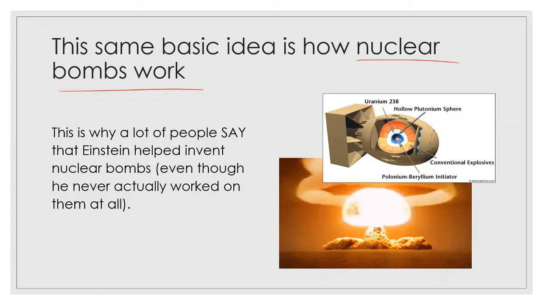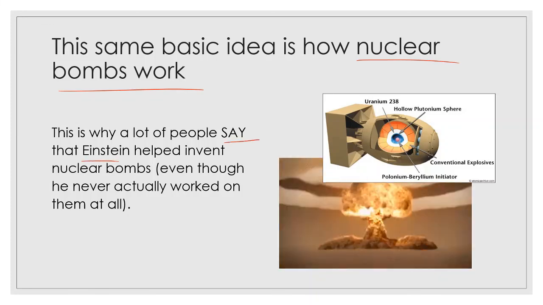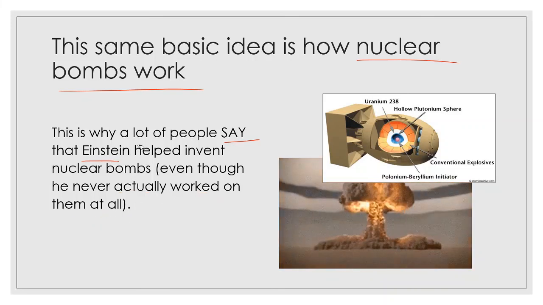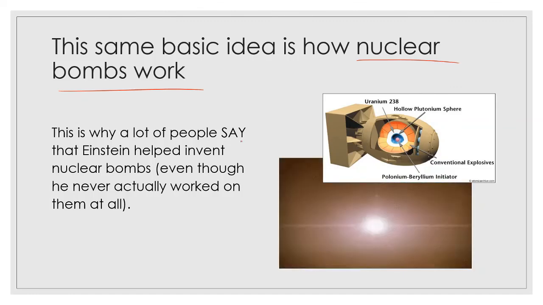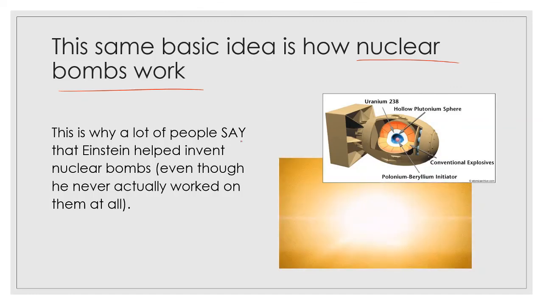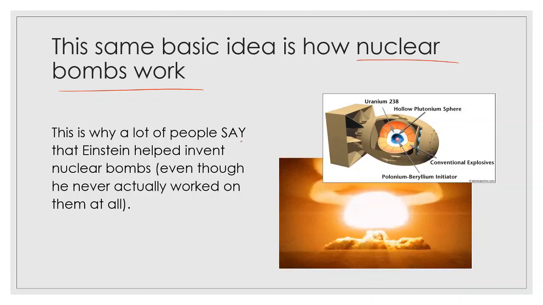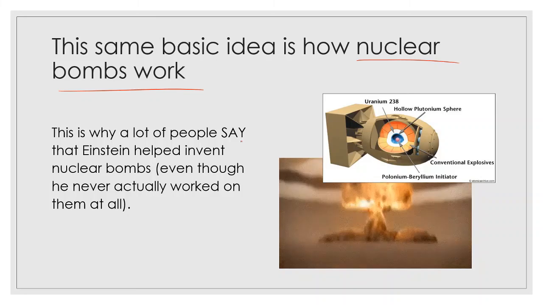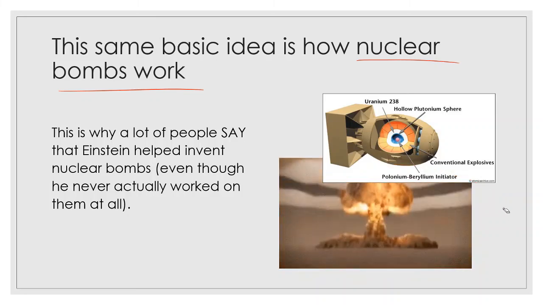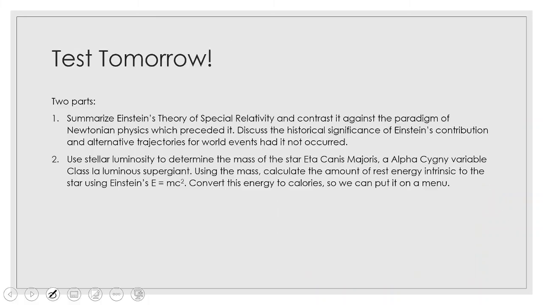This is why a lot of people say that Einstein helped invent nuclear bombs, even though really he never actually worked on them at all. He never came anywhere near a nuclear bomb or published any research about how to make or invent a nuclear bomb. But he did discover this basic idea that mass and energy are the same thing, and you can kind of turn things from one form into another. And that eventually led to the creation of the nuclear bombs, even though he didn't build them himself at all.